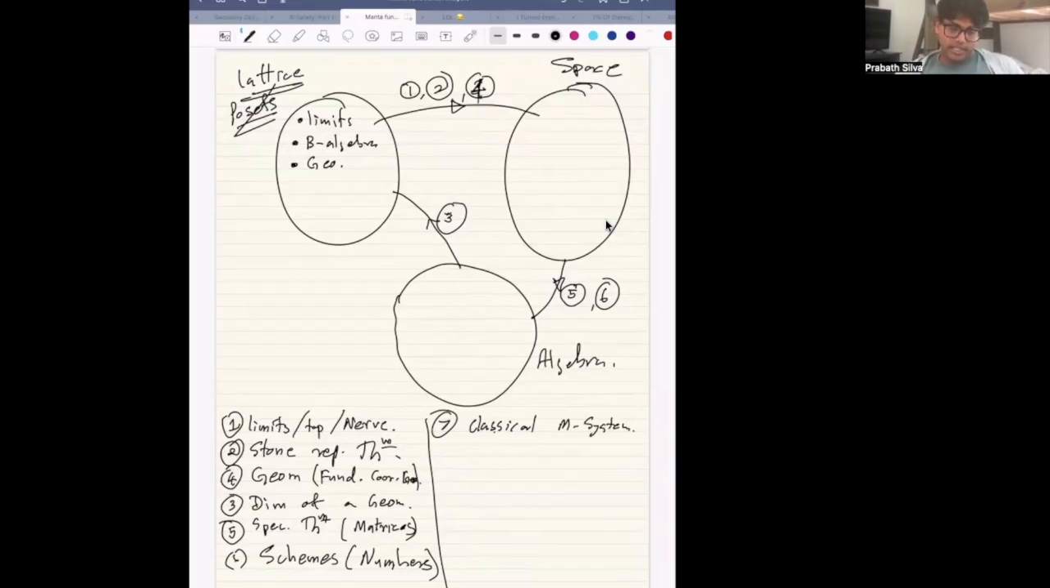Okay, so in the classical mechanical system, what you really get to, we already have the Stone representation theorem. So you have a Boolean algebra, you represent it with a topological space, and then you can define dynamics and everything. Those would be flows on that topological space.